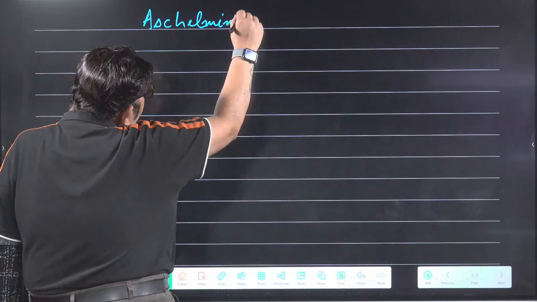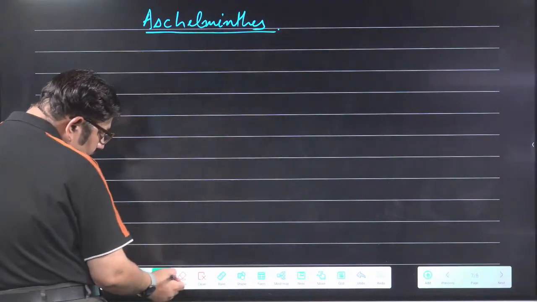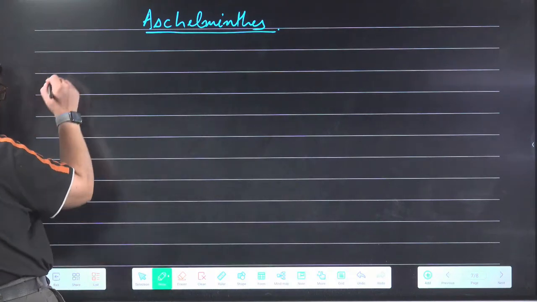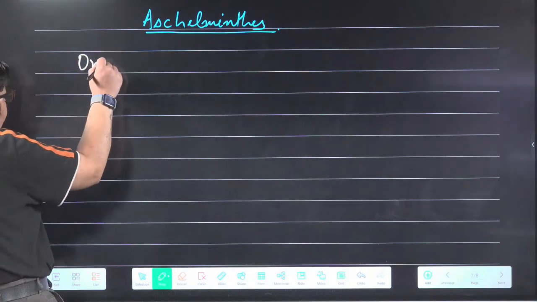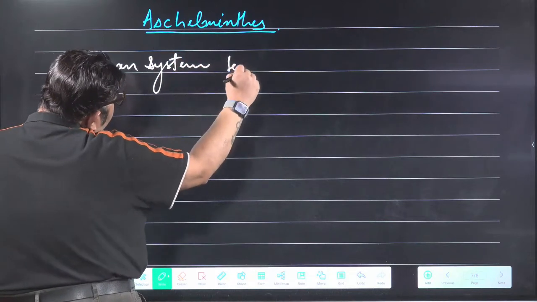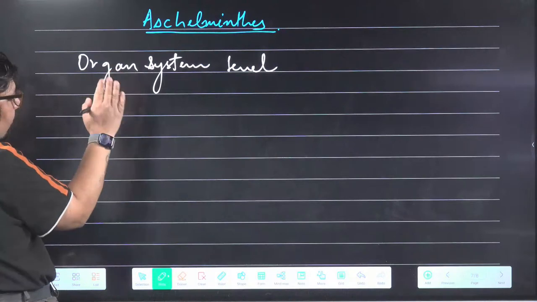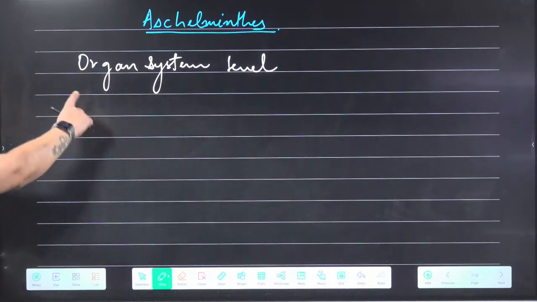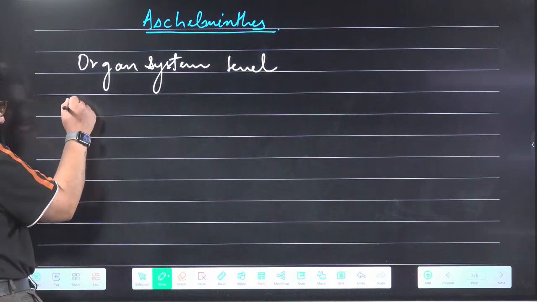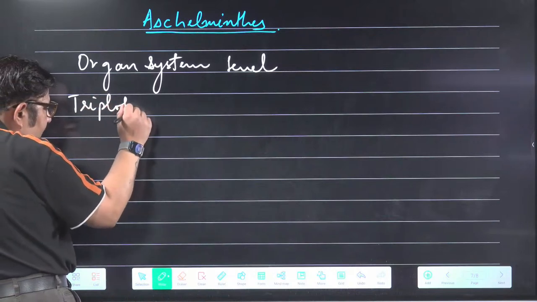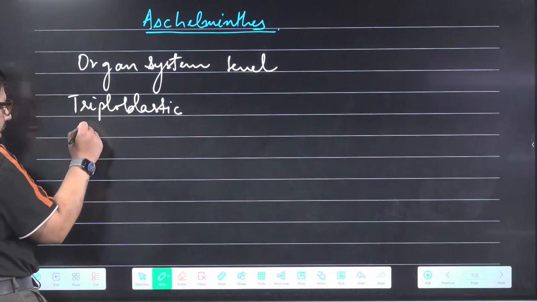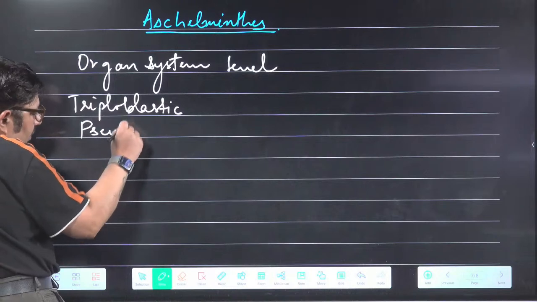Aschelminths, let us see how many points you can take out from one paragraph. This is the first phylum to have certain things. For example, they have organ system grade of organization. Up till now we had organ level in the previous phylum, but here organ system grade of organization. Yes, it is triploblastic. But here also, coelom is not a true coelom. We can say they have a pseudocoelom.